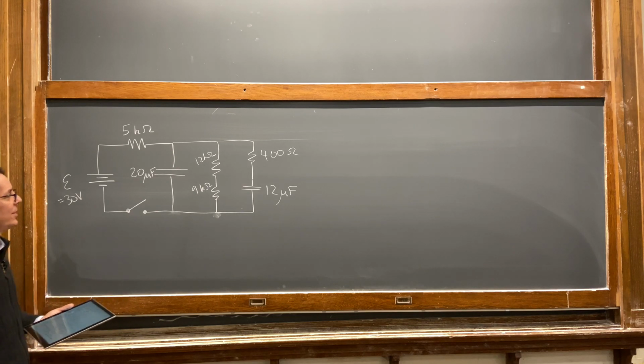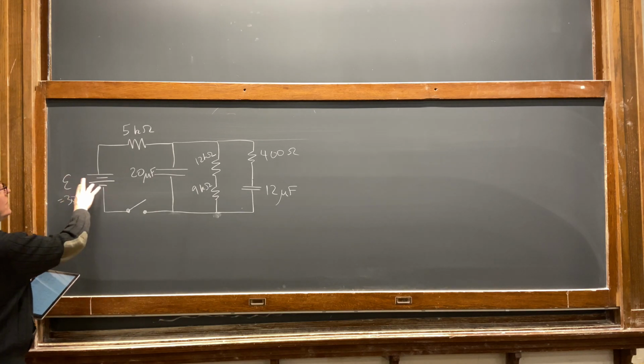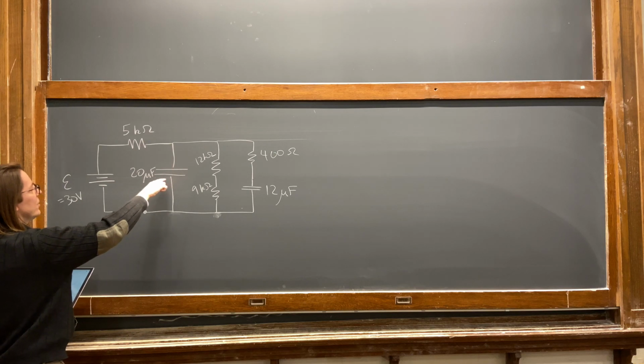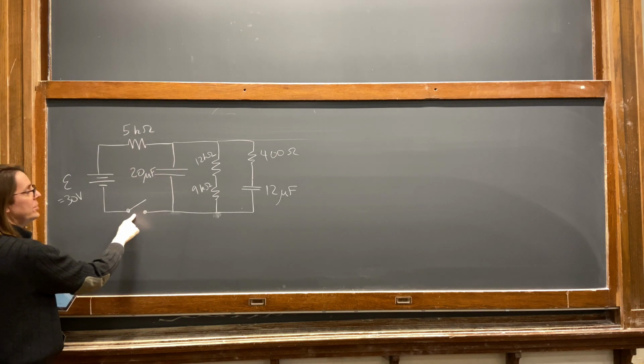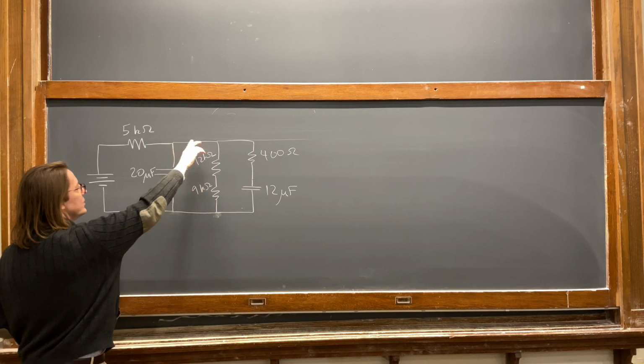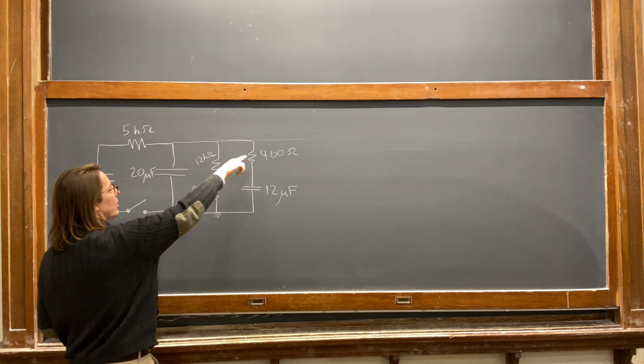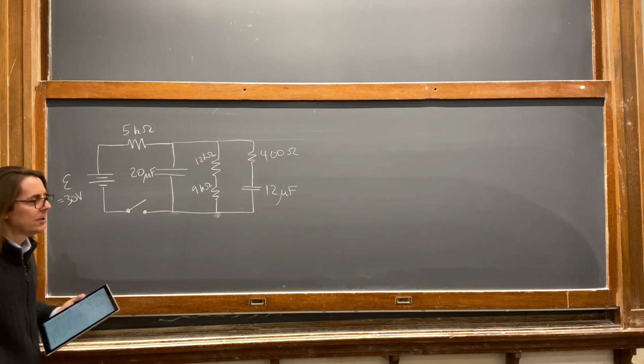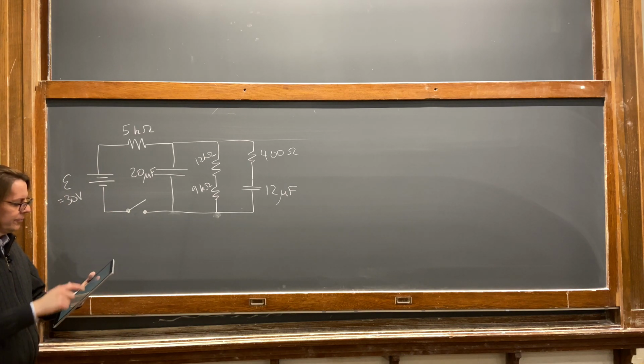Here's a kind of complicated RC circuit. Got a battery, resistor, and a capacitor, and a little loop here, but then we have a switch here. And then on the other side of the capacitor is a branch with some resistors in series and parallel, and then another capacitor right there. So we have a lot going on here.